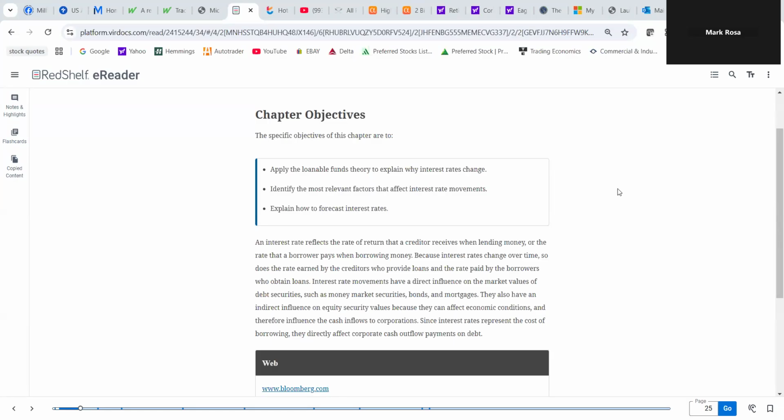Everybody, Finance 3303, Chapter 2 of the textbook that we have. It's a relatively short chapter.